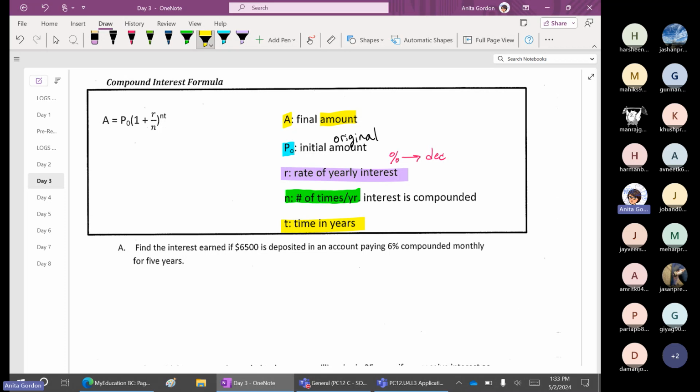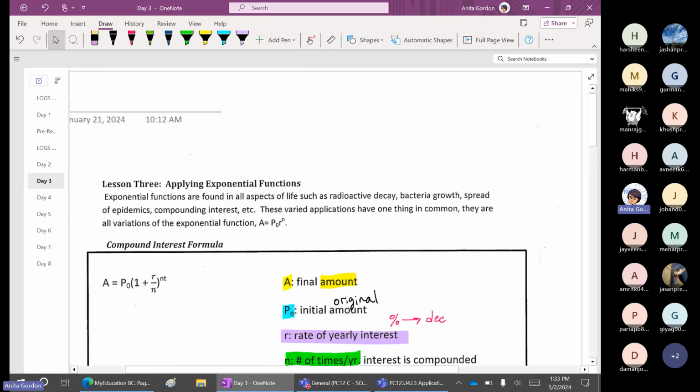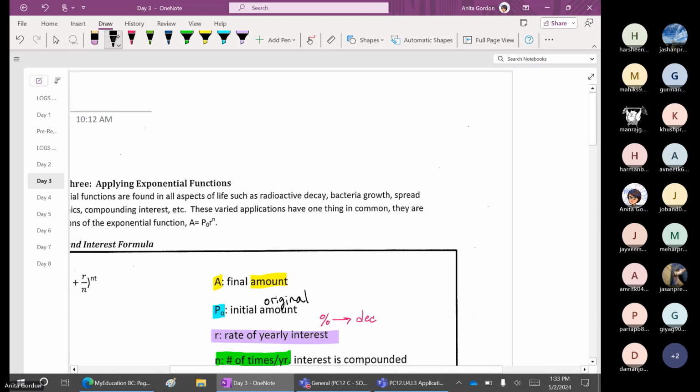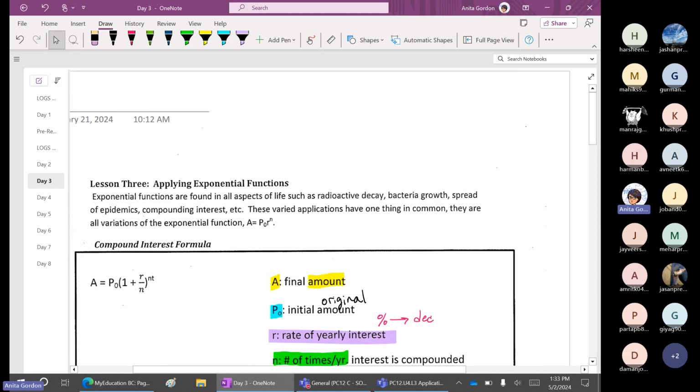For those of us who don't know English very well, we are going to make a list of ways that we can be paid out. What are the compounding periods? I'm going to write this out. Compounding.